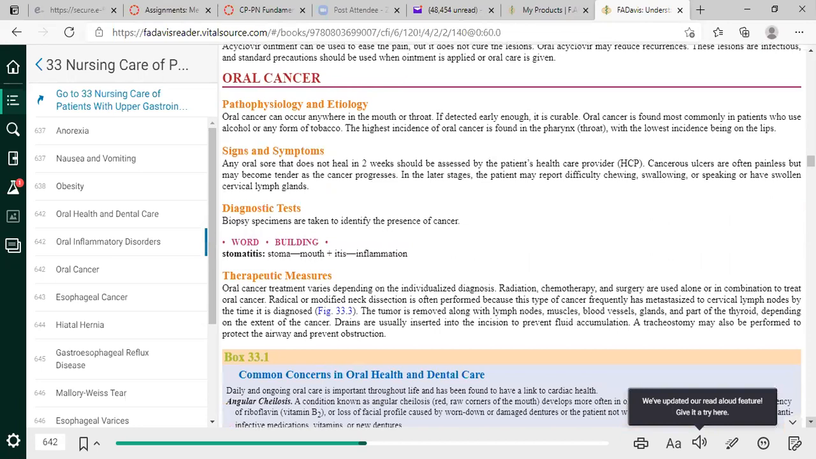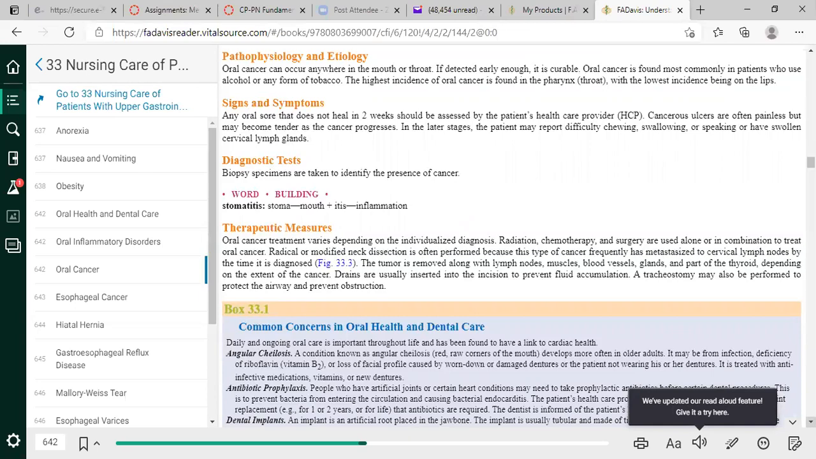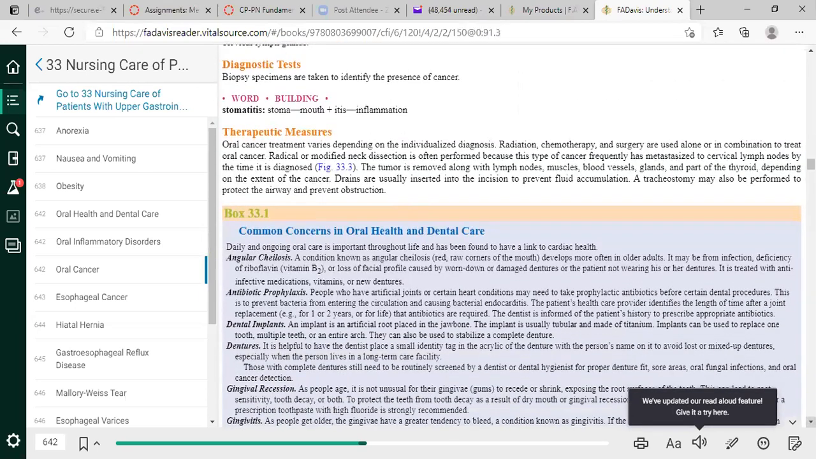And it's talking about oral cancer. And with oral cancer, a sign of it may be a sore that does not heal in the mouth after 2 weeks. Patients may report difficulty with chewing, swallowing, or speaking due to the fact of having oral cancer. The way to diagnose it will be a biopsy. Patient will need a biopsy to actually diagnose it. And you know, some of the common cancer treatments will be offered: chemotherapy, radiation, as well as surgery.